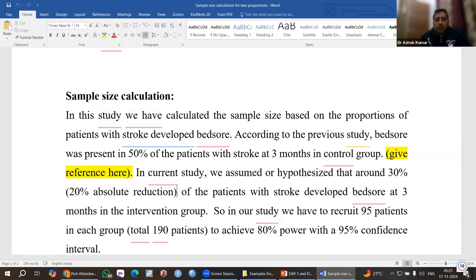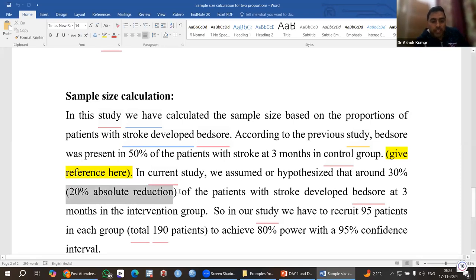So in the intervention group, what is our hypothesis? We want a reduction in the prevalence of pain. We don't want an increase, because pain is a negative thing. But for a positive thing, for example success rate, we want it higher in the intervention group compared to the control group. So here it is a 20% absolute reduction, because bed sore is a negative thing. But if we want success rate in the intervention group, we can say a 20% absolute increment.